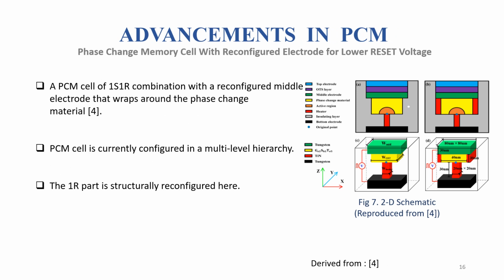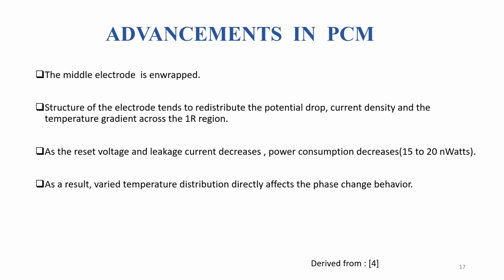Moving on to the advancement in PCM, the phase change memory cell with reconfigured electrode for lower reset voltage. This proposed structure consists of one selector and one resistor combination with a reconfigured middle electrode that wraps around the phase change material. This phase change material is made up of germanium arsenic tellurium. This phase change memory cell is currently configured in a multi-level hierarchy, and one resistance part is structurally reconfigured here. The middle electrode is enwrapped.